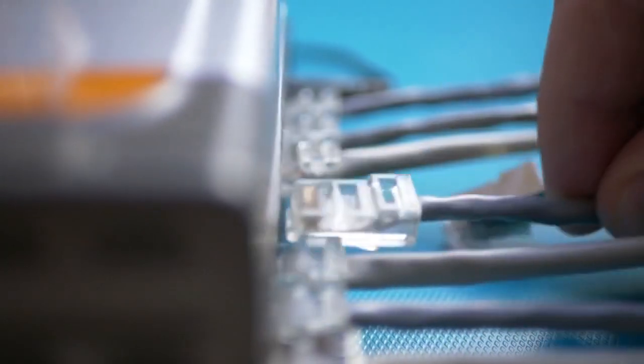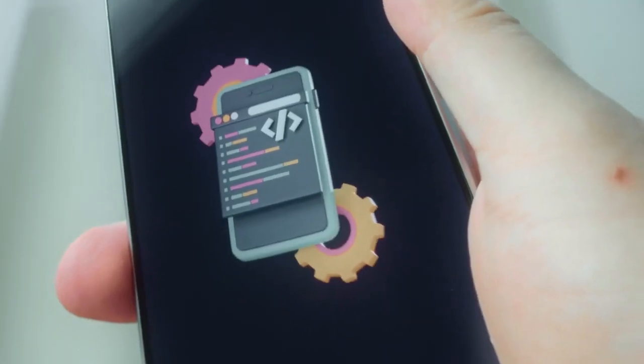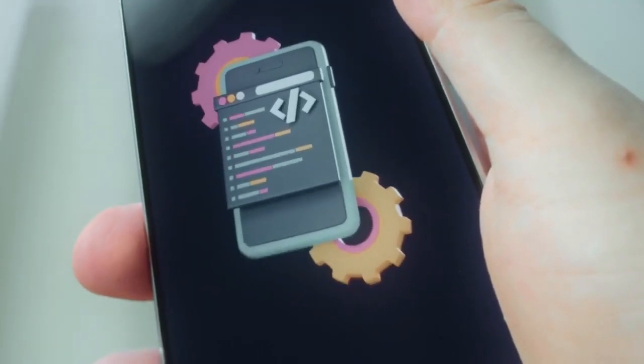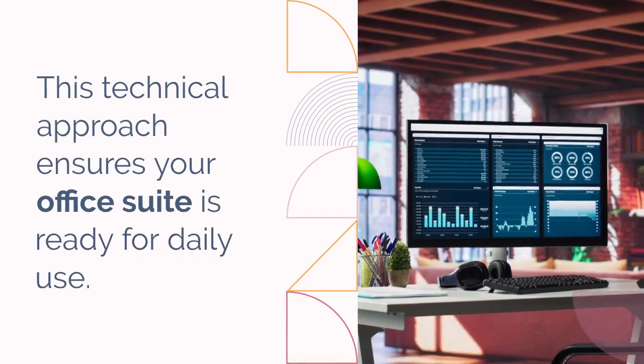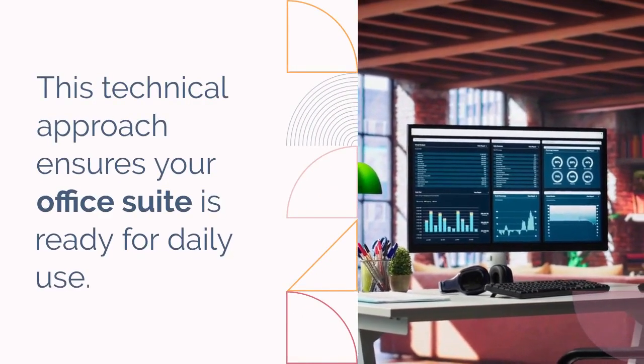Using CMD provides a clear look at what is happening behind the scenes. It avoids many common bugs found in the standard login window. This technical approach ensures your Office suite is ready for daily use.